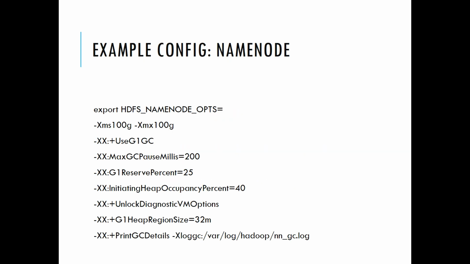Here's a sample JVM configuration for the NameNode. We allocate 100 GB for both initial and maximum heap size. We use the G1GC garbage collector with a target pause time of 200 milliseconds. Reserve 25% of heap memory with -XX:G1ReservePercent=25. We also fine-tune occupancy with -XX:InitiatingHeapOccupancyPercent=40. Diagnostic flags like heap region size, GC details, and log file path are included. This configuration balances performance, observability, and reliability.